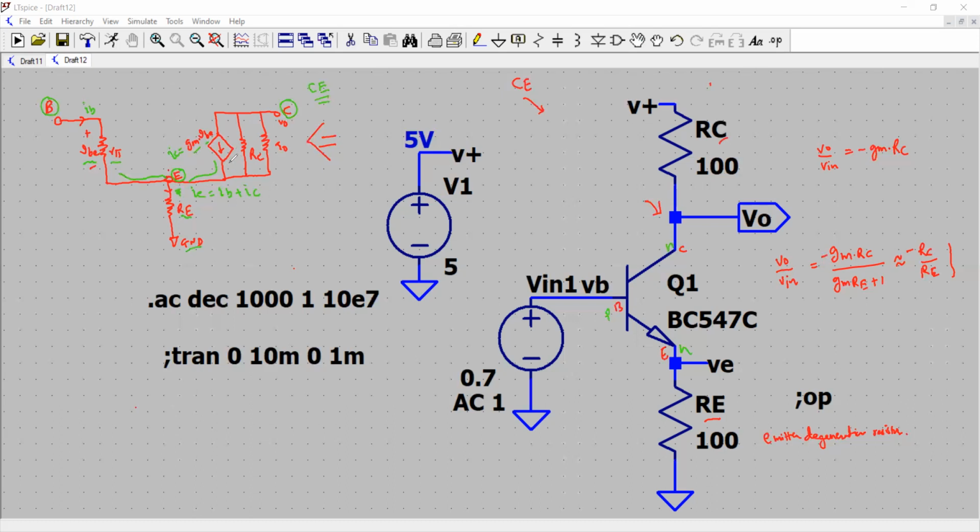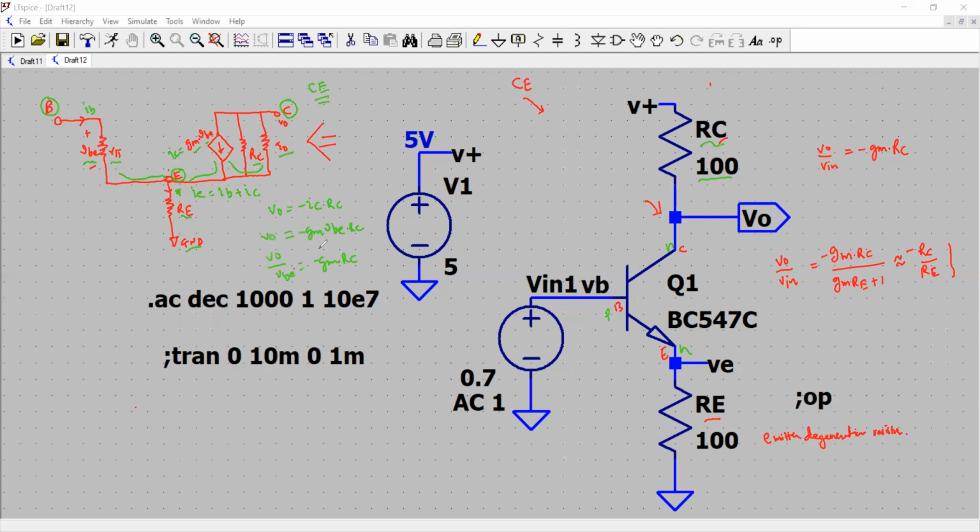Now, this current also flows through the parallel combination of RC and RO. So RO is huge, and RC in comparison to that is just 100 ohms. So the equivalent resistance is approximately equal to RC. So we'll say that VO is written as minus IC times RC, which is minus GM times VBE times RC, and therefore VO over VBE is minus GM times RC.